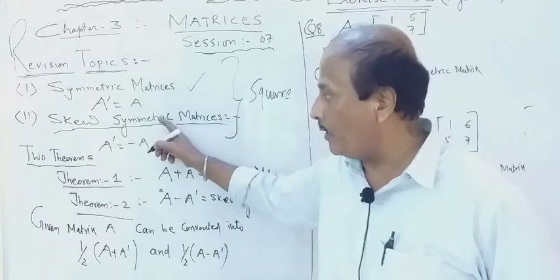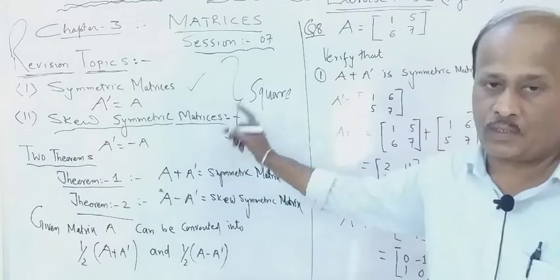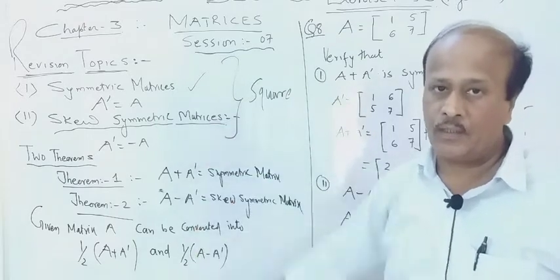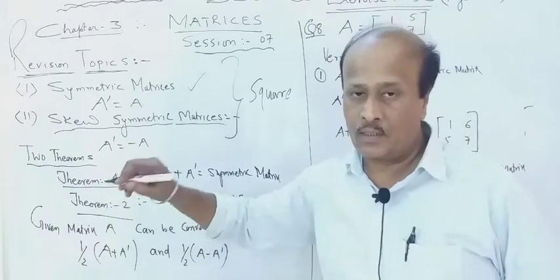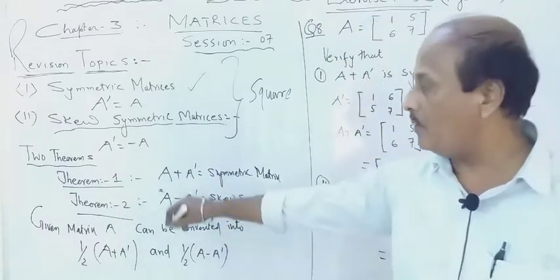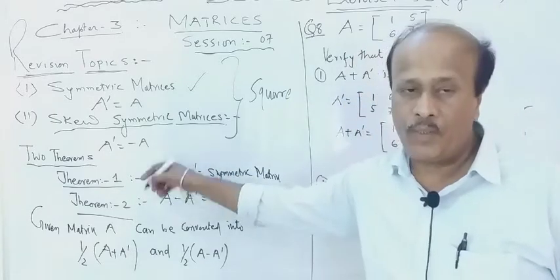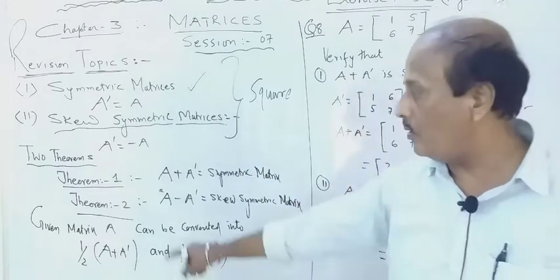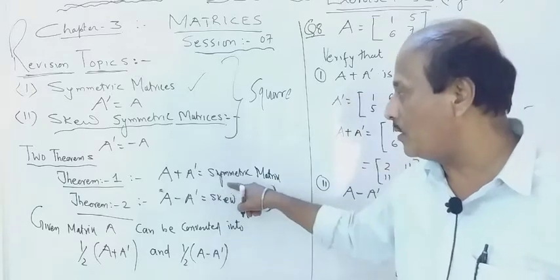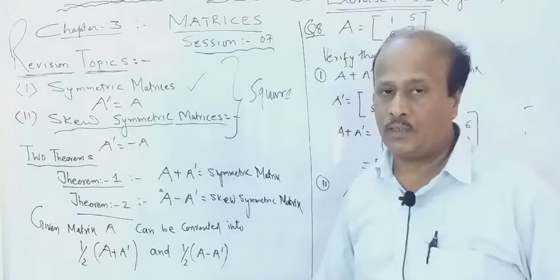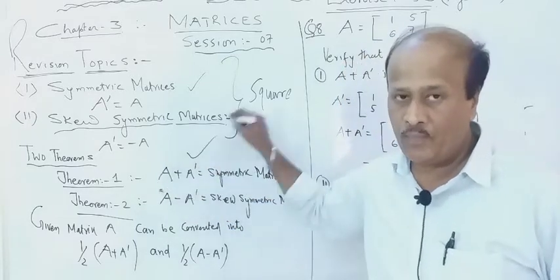Based on these two topics, we had two very important theorems, and as I told you in the previous session also, many times we get a 3 to 4 marks question on these two theorems. Part of the statement of theorem number 1 is: if A is any square matrix, then when you add A with A dash, meaning the transpose of the matrix, whatever answer you get is called a symmetric matrix. So A plus A dash is a symmetric matrix, theorem number 1.